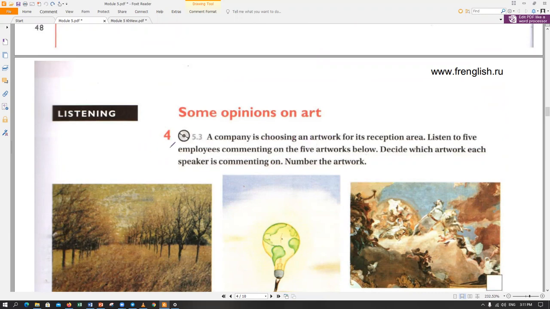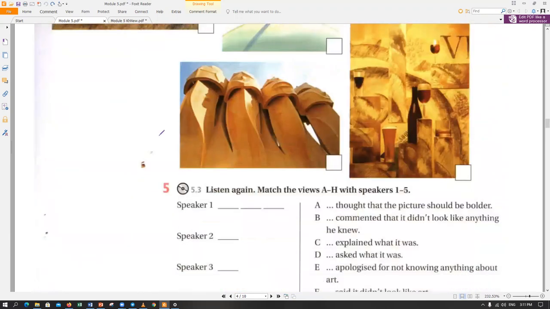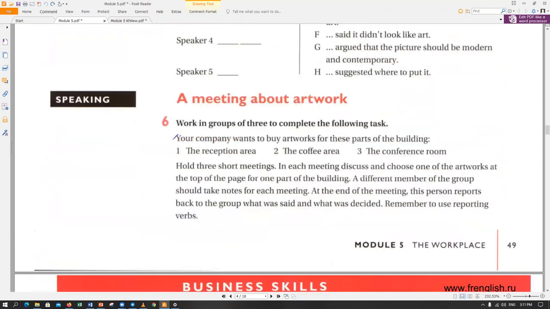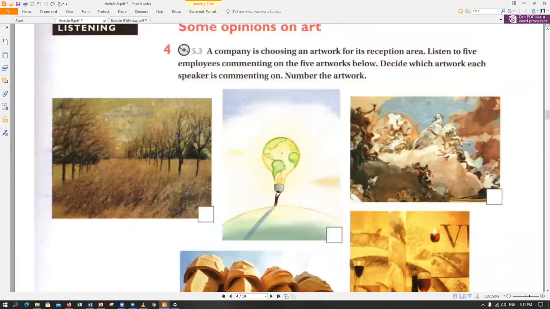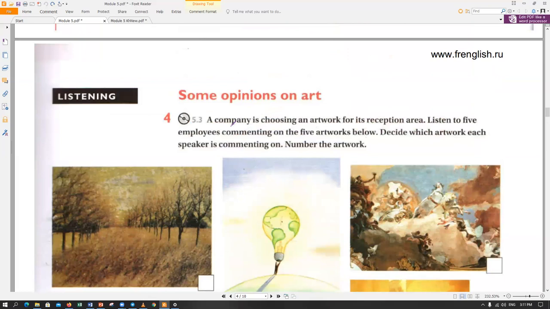We have two exercises, exercise 4 and exercise 5. Exercise 4, what do you have to do? A company is choosing an artwork for its reception area. Listen to 5 employees commenting on the 5 artworks below. Decide which artwork each speaker is commenting on. Number the artwork.